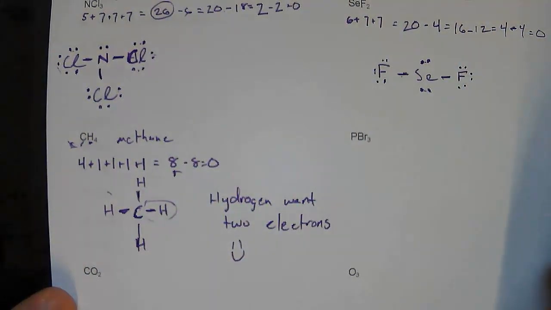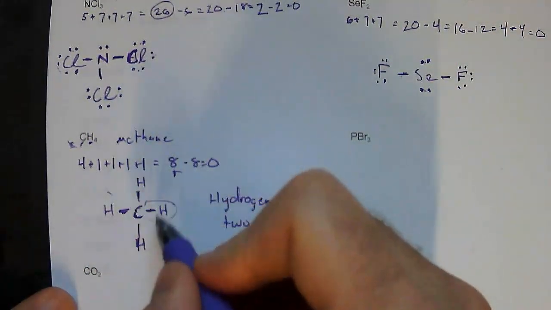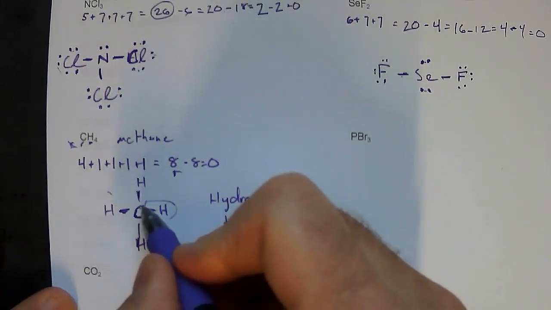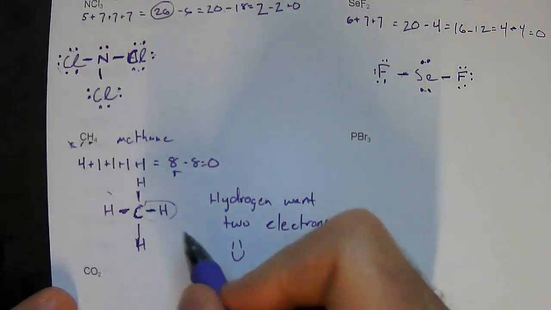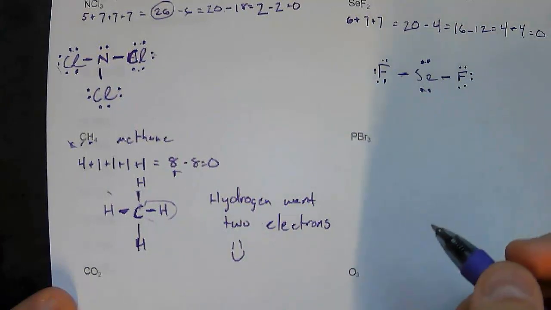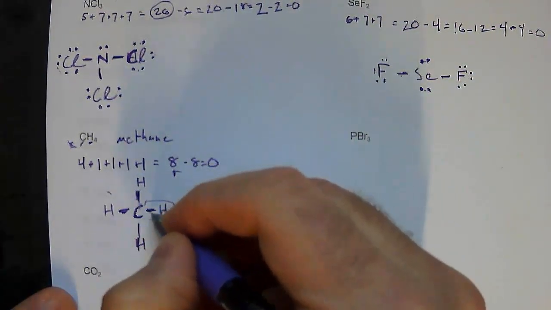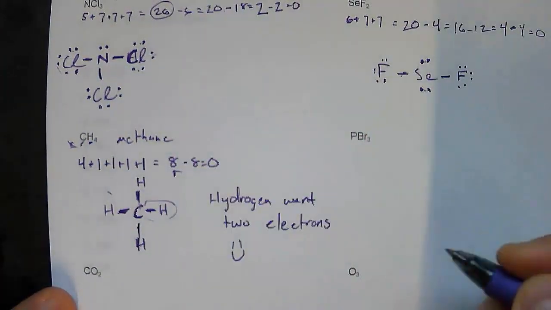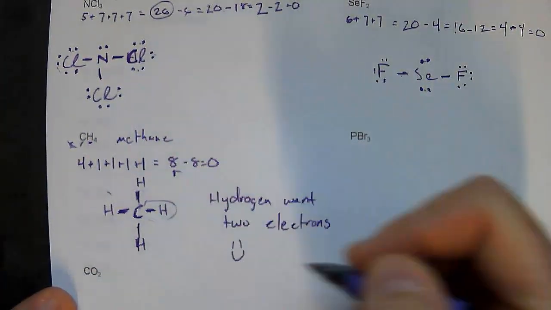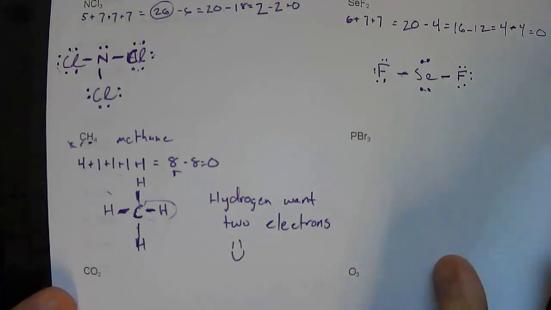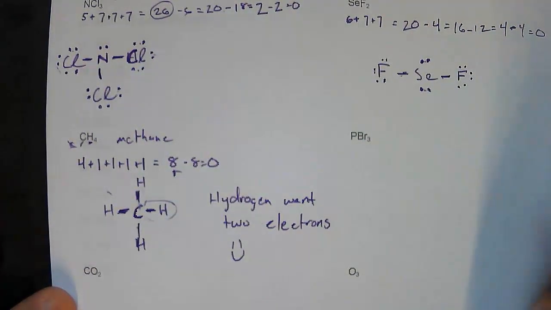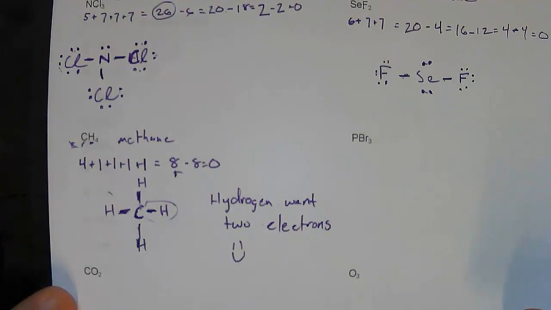Okay. And then we don't have any extras, so the carbon doesn't need to have any extras. And now we're going to count the number of valence electrons around the central atom. So there's 2, 4, 6, 8. So carbon is also happy. So that structure is good. Okay. Hydrogen is a little bit easier to work with.